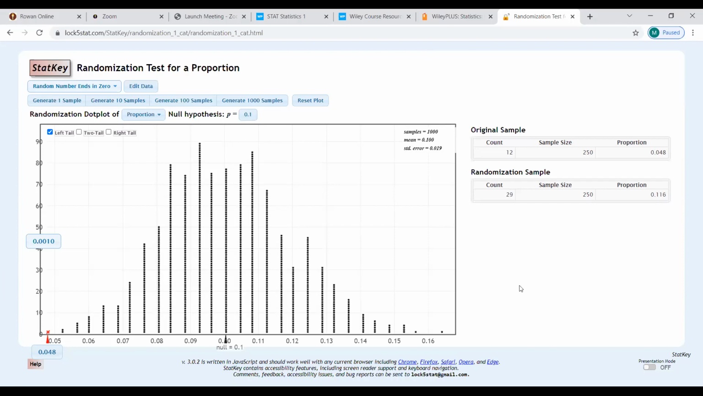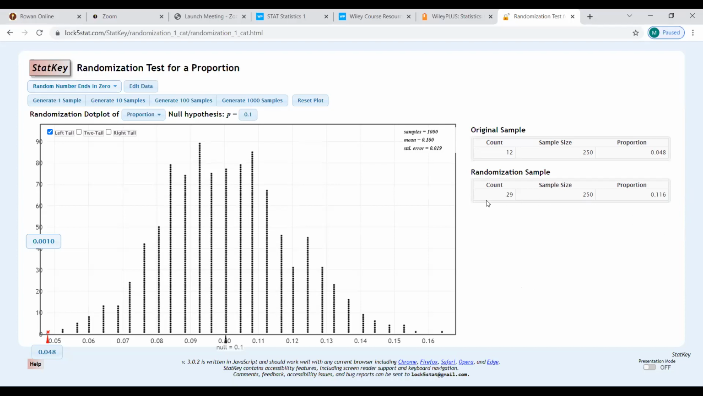See, what a p-value is the probability or proportion of samples, all possible samples, that are at the sample statistic or something more extreme than that. All right, assuming that the null hypothesis is true. So in this case, the null hypothesis is 0.1. The sample proportion is 0.048. Now the alternative hypothesis says p is less than 0.1. Okay, that's the alternative hypothesis.